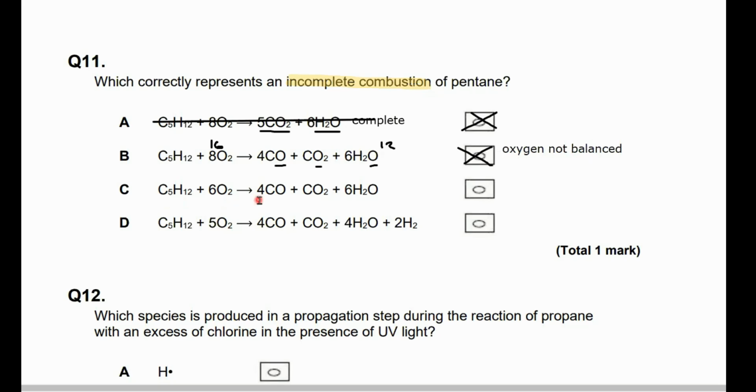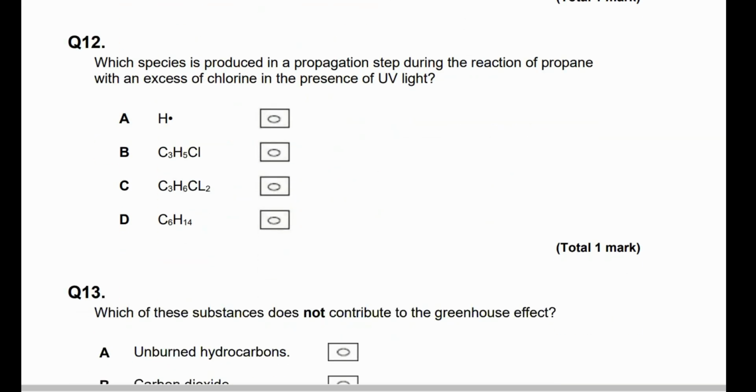Let's look here. We've got 6 oxygens on the left, that's 12. We've got 4 plus 2 is 6 plus 6, that's 12. We've got 12 oxygens on both sides. And we've got the right amount of hydrogen, 6 times 2 is 12. So why is the bottom one wrong? Because it is balanced correctly. Well, we don't form hydrogen with incomplete combustion. The H2O would form water.